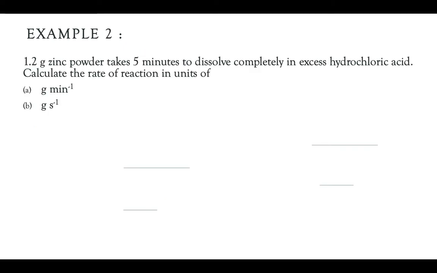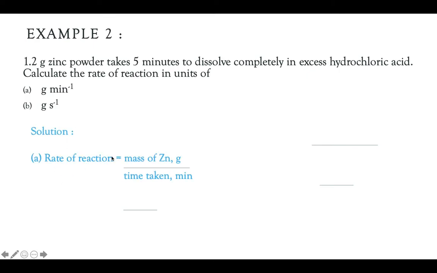Example 2, we have 1.2 gram zinc powder takes 5 minutes to dissolve completely in excess hydrochloric acid. Calculate the rate of reaction in units of, one is gram per minute and the other one is gram per second. Ini pun information given for 1.2 gram of zinc powder. Then this zinc powder is a reactant which is dissolved in excess hydrochloric acid. Masih lagi reactant. Jadi kita nak guna formula of quantity of the reactant lah. Divide with time taken.